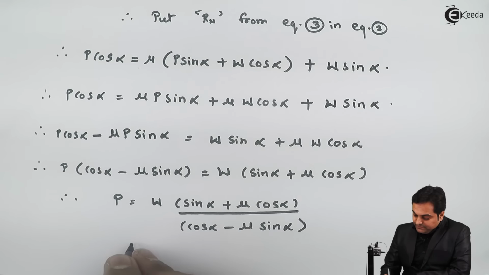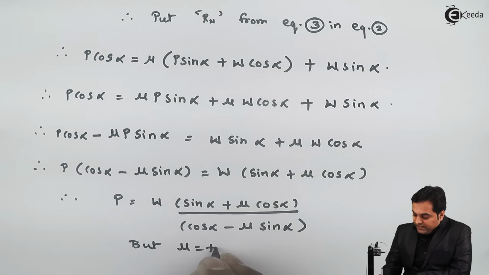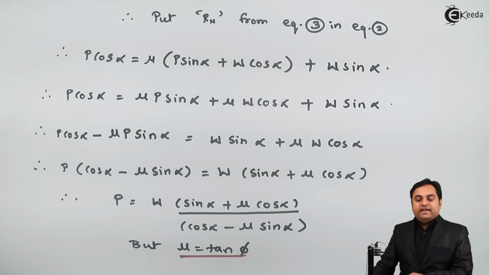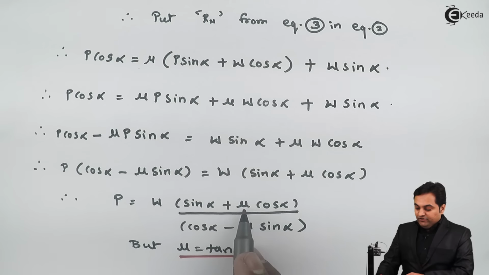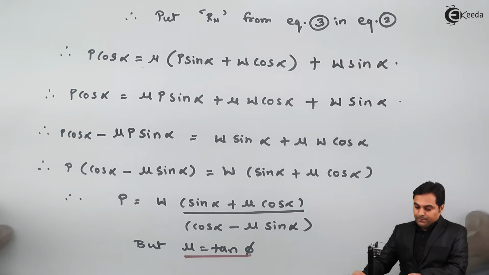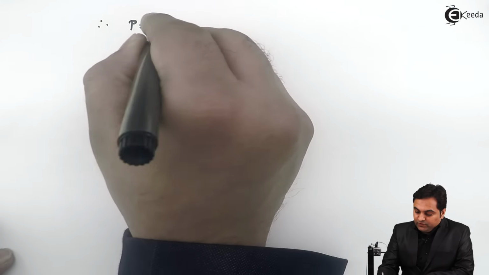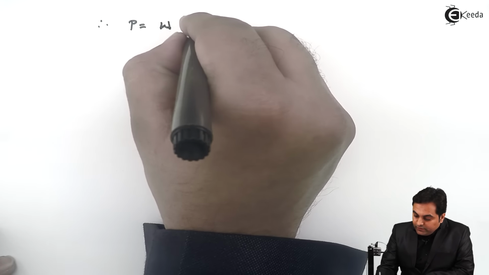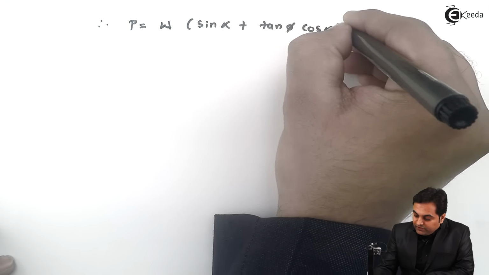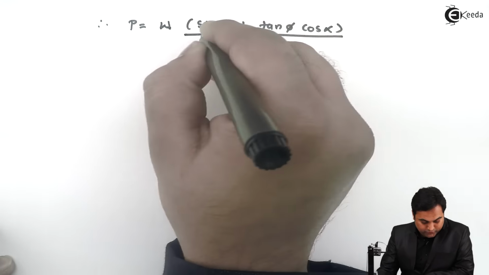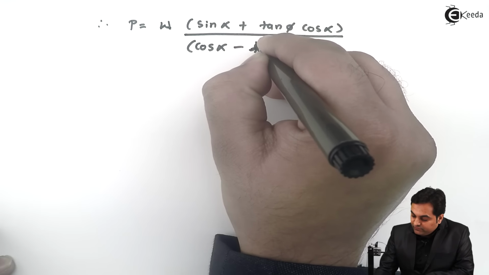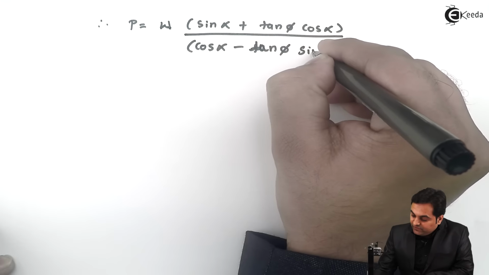But here I can say that mu is equal to tan phi, where phi is the friction angle. So tan phi is equal to mu. So I'll put the value of mu as tan phi. So here it gets simplified to P is equal to W into sin alpha plus, in place of mu I'll write tan phi cos alpha, upon cos alpha minus mu, I put the value of mu as tan phi, into sin alpha.